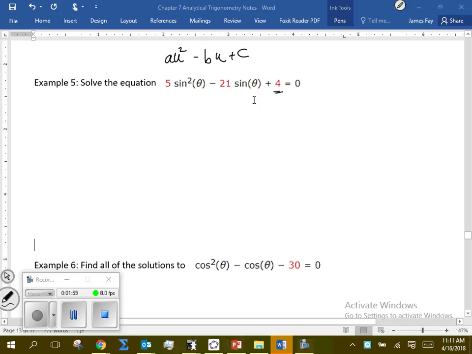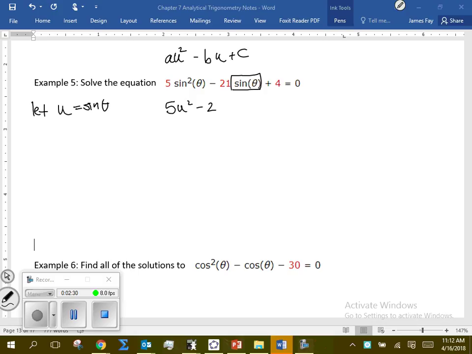Now, whether you are a person that likes to do this or not, I'm going to show it just to give you options. Some people prefer to get the sine word out of the equation before they do anything. So let u equal sine theta, basically making it that thing right there, the variable component of your b term. Then you can rewrite this as 5u squared minus 21u plus 4 is equal to 0.